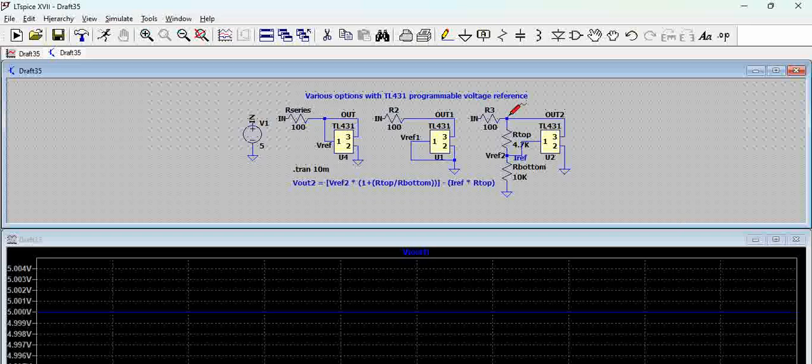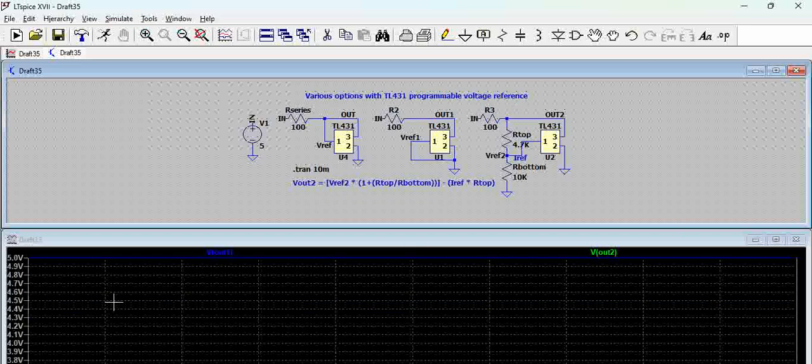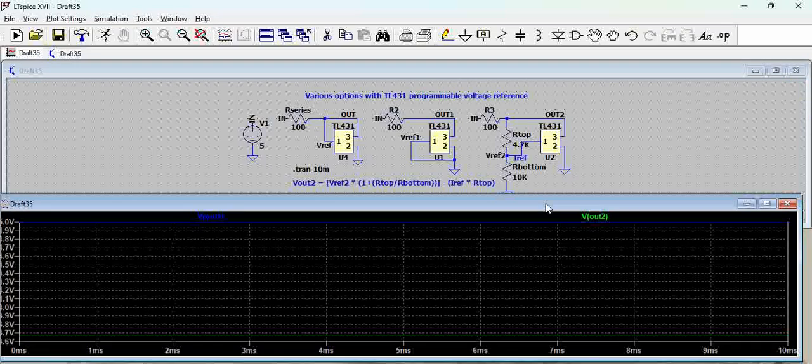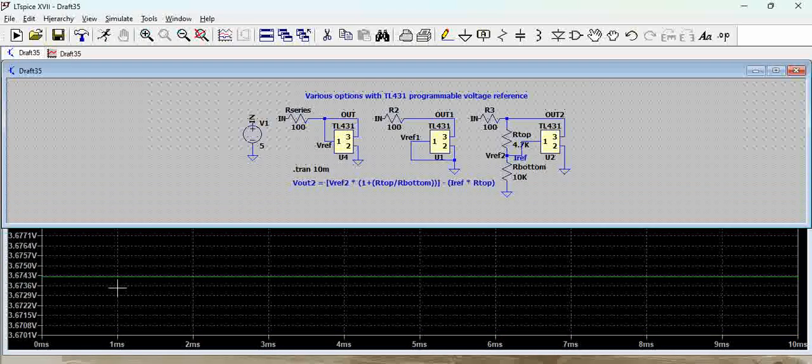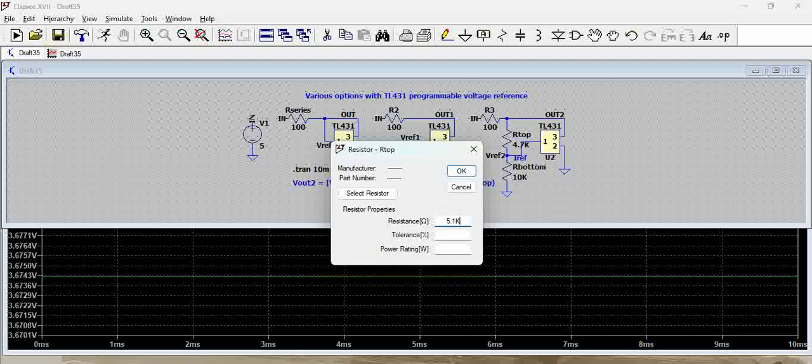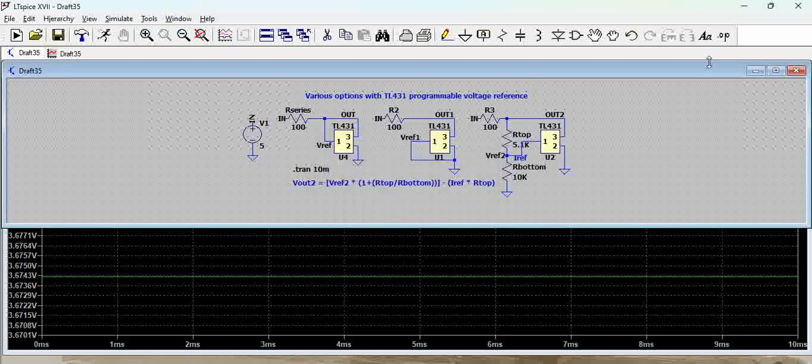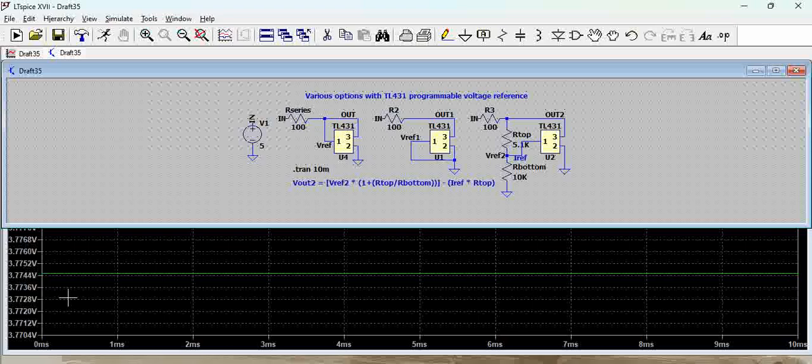This might not be visible, so let us pull it up, delete the previous reference for clarity, and simulate again. See here, you get exactly 3.614. Now let us change it to 5.1K. That means you are increasing the numerator, so you expect the output to go beyond this. You can see 3.7744. Likewise, we can get a stable output voltage out of this particular circuit.